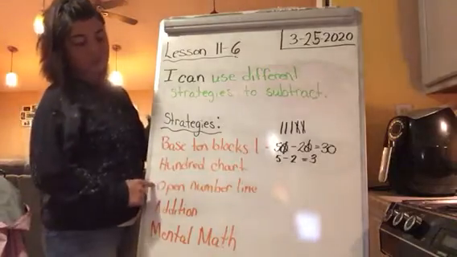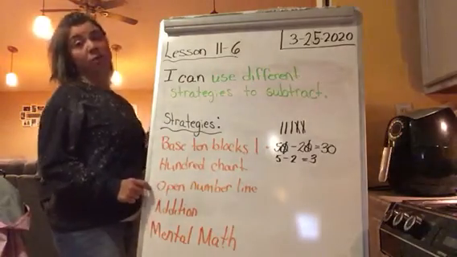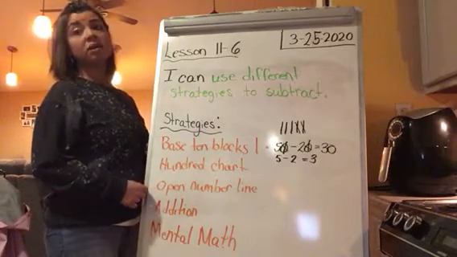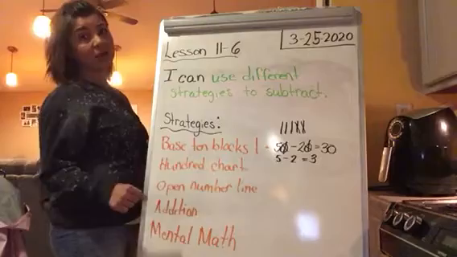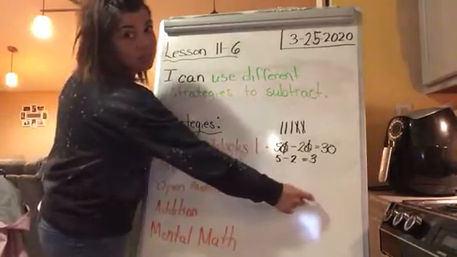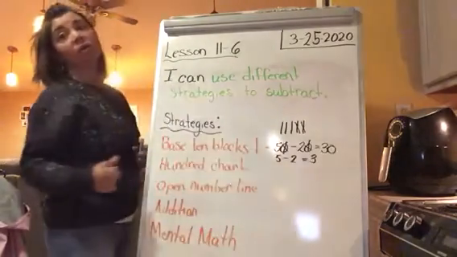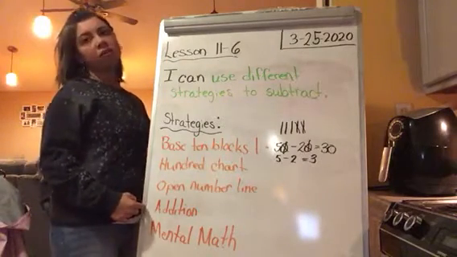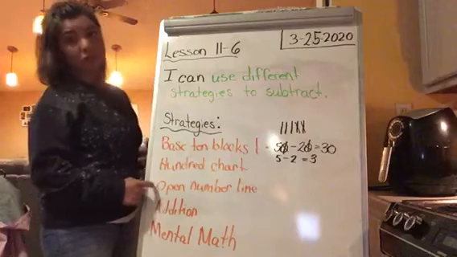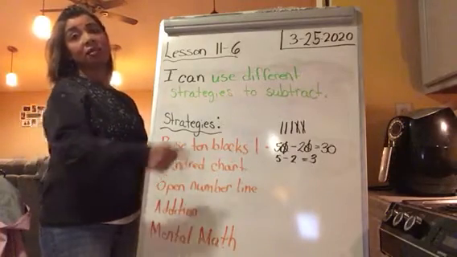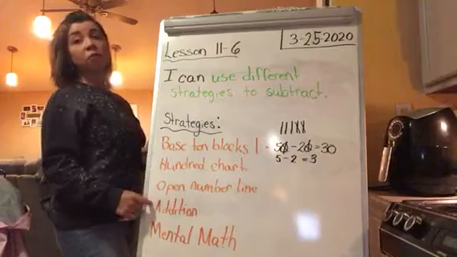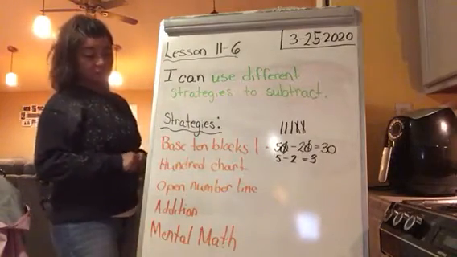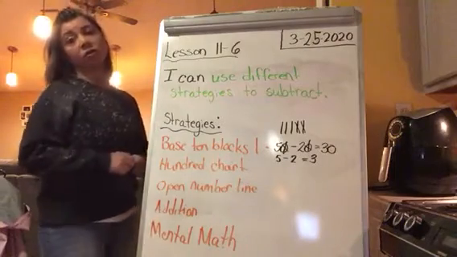And then also you can use an open number line. Now remember, on an open number line and you are subtracting, you count backwards. That's right, you count backwards. So we're going to start on this side, the right side of the number line, and count backwards. And then also using addition to solve subtraction. And that is also using an open number line, but instead of counting backwards, we're going to count forwards to find the missing part.